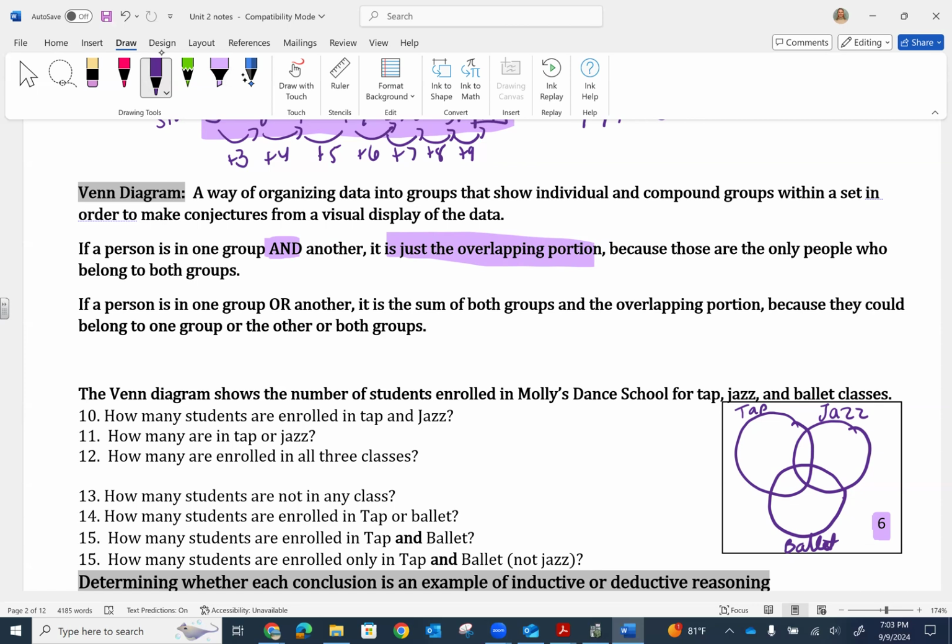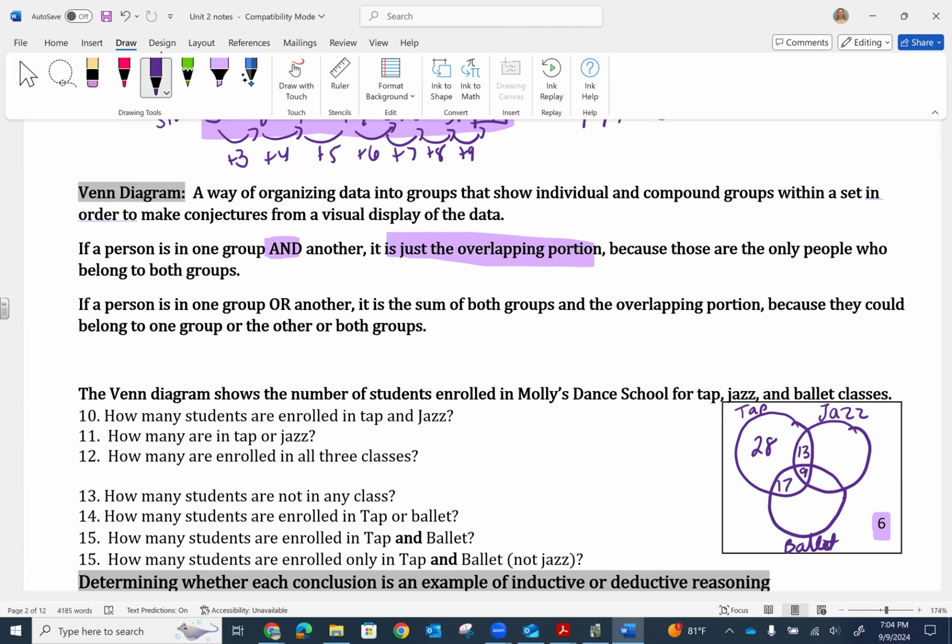Who knows? Okay, so tap. Let's look at anyone who lives in the tap circle is in tap. So like 28 would be the people who are only in tap. Okay, there are a couple people who are tap and jazz. So this would be 13. And then there are 9 kids right here. Okay, and then there's 17 here.